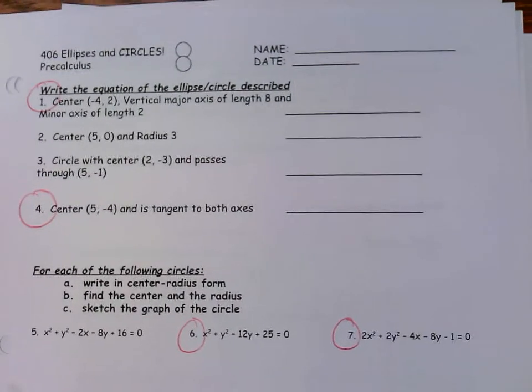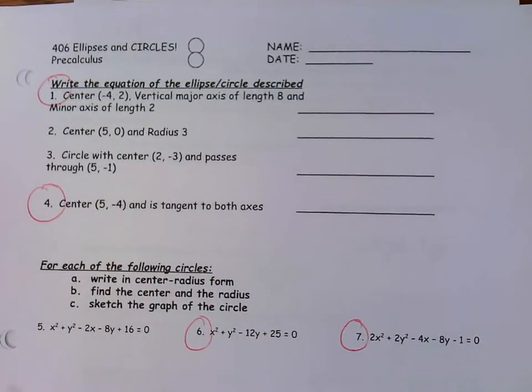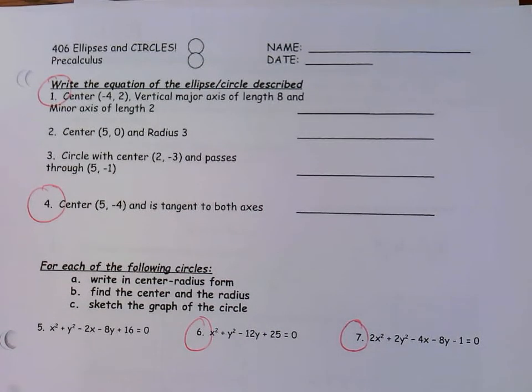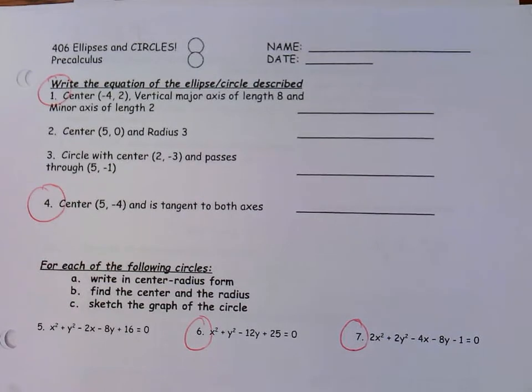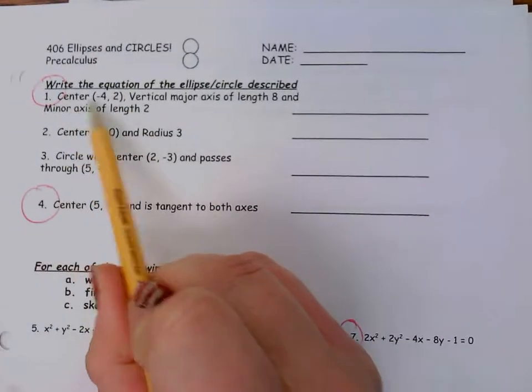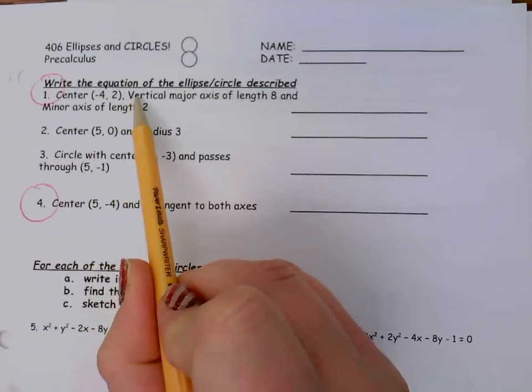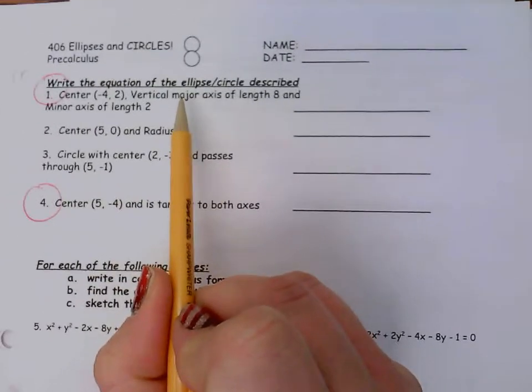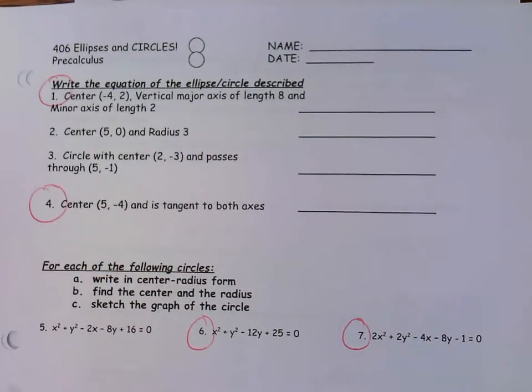All right, so here we go. We're going to tackle some of this together just to help you practice, and then you're going to try it on your own. So the first thing is, let's remember how to write the equation of a circle. So this says, write the equation of the ellipse or circle described. This has a center at -4, 2. It has a vertical major axis, so that's telling me this is an ellipse. The length of the major axis is 8, and the minor axis has a length of 2.